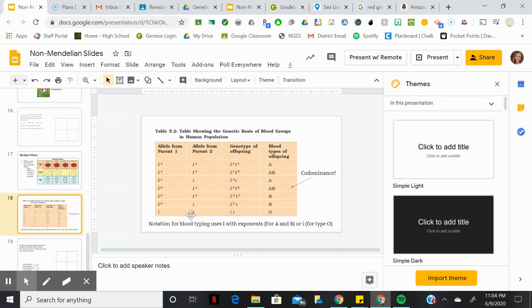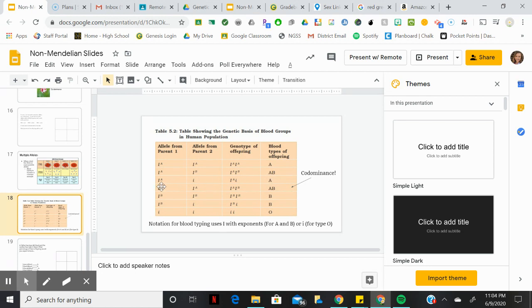So let's say, it doesn't even matter if they're male or female. This parent gives I capital A, this parent gives I capital A. The offspring's genotype is homozygous A, and the blood type is A. If one parent gives an A, the other parent gives a B, the offspring is type A and type B, right? Because both of these are capital letters and they're codominant. So right there, you have an example of codominance. Their red blood cells will have both A and B antigens.